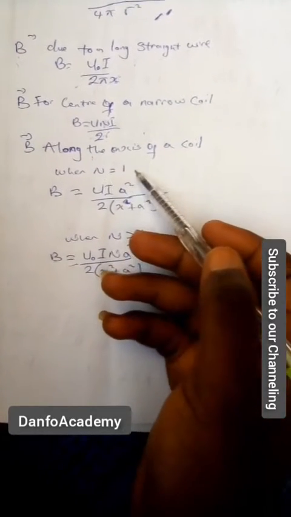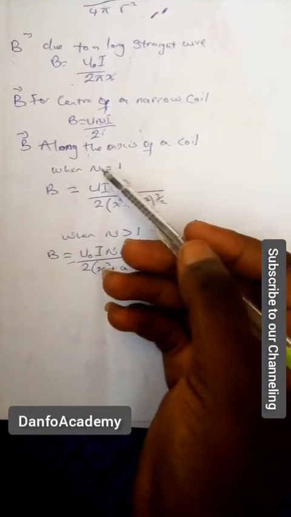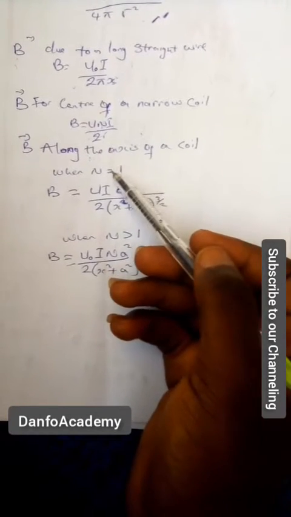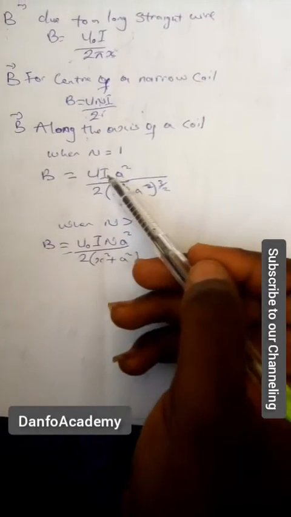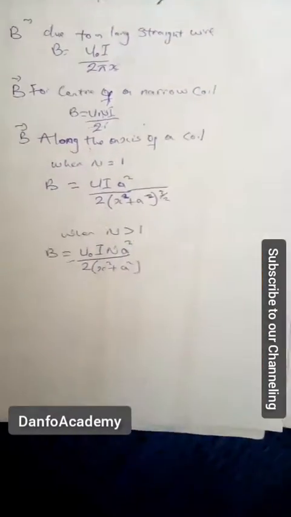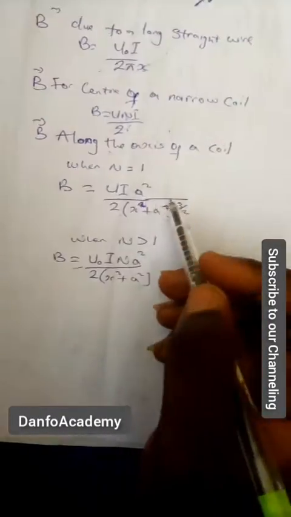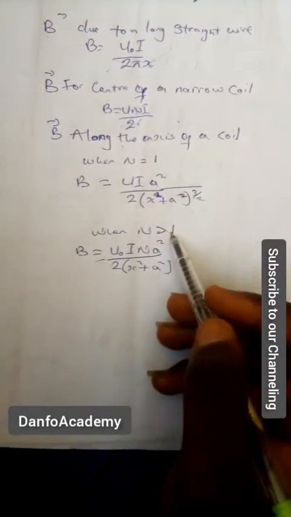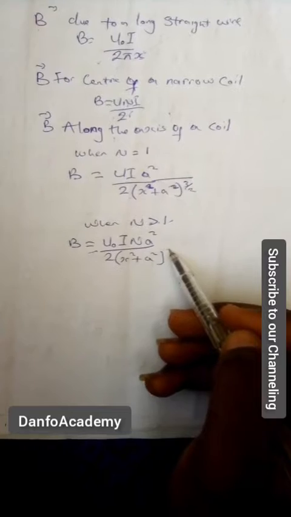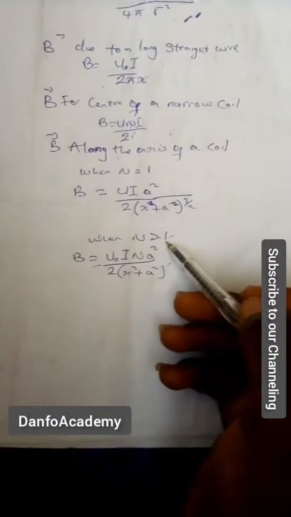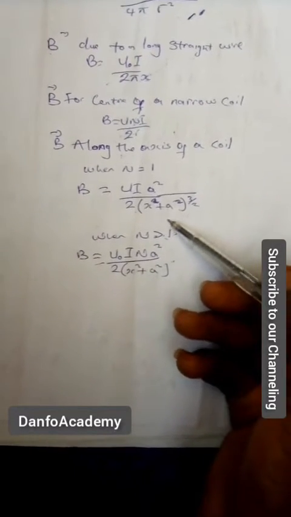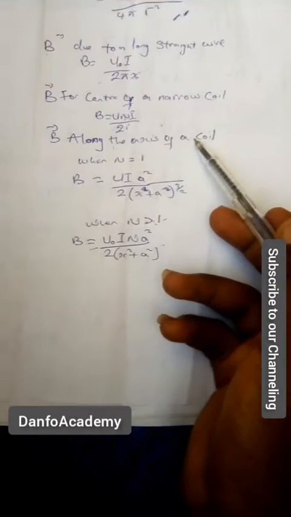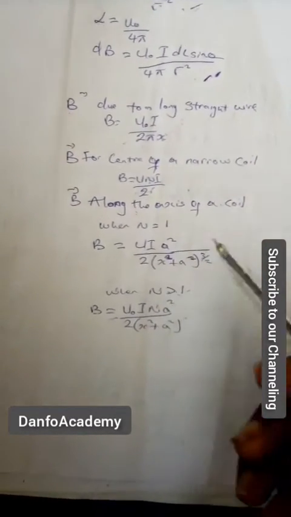When you're asked to calculate it along the axis of a coil, that is two cases. First is when your N equals 1, that is the number of loops you have. They will state it, taking your number of loops to be 1, that it has only one loop. Now you have to use this formula, μ₀Ia² over 2 into (x² plus a²) to the power of 3 over 2. When N is greater than 1, you have to use this with N, that is, when your N is, let's say, 2, 3, 4, 500, greater than that. So that is along the axis of a coil. All these will be stated in your question.